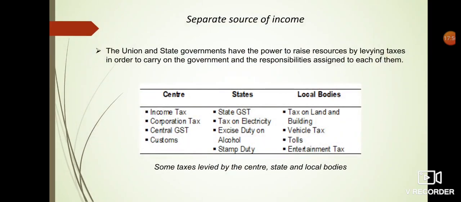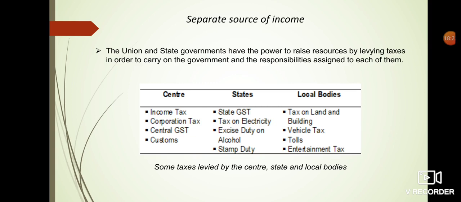There are separate sources of income also. The union and the state governments have the power to raise resources by levying taxes. Taxes are the main source of earning in order to carry on the government and the responsibilities assigned to each of them. So the various levels of government have their different sources of earning also.